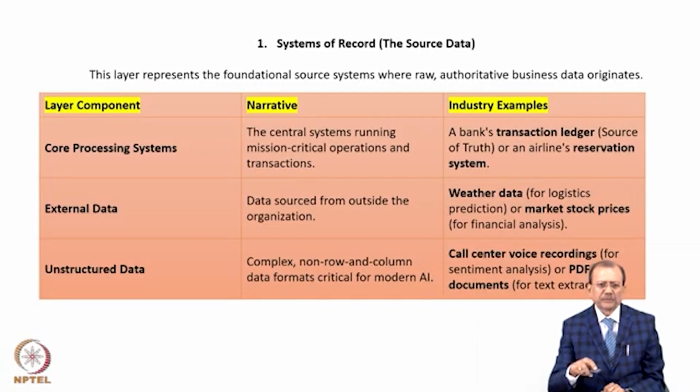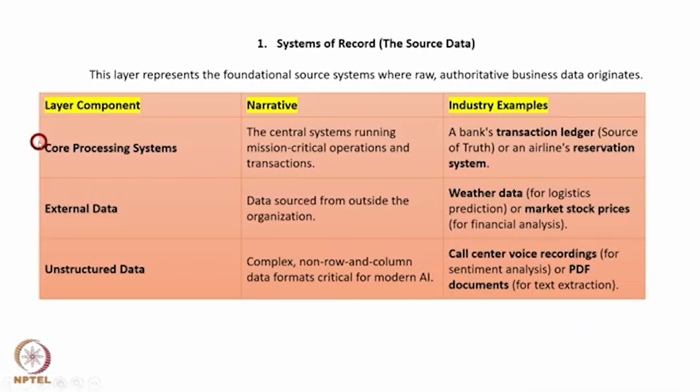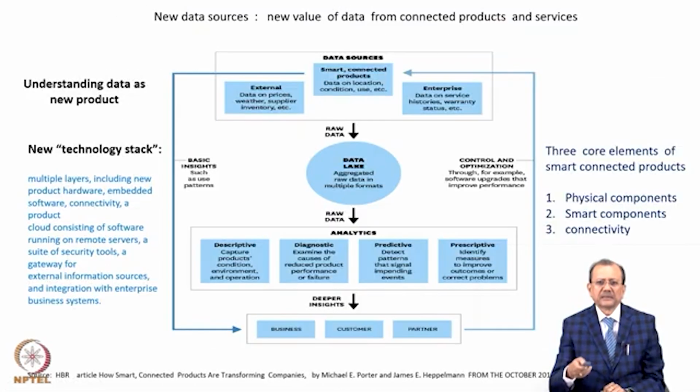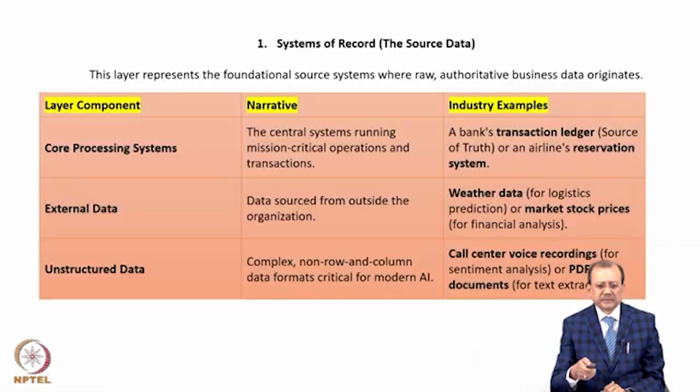This is the bottom layer, where data is captured as a core processing system, and external data is coming in, the way it has been shown in the slide. This slide shows how the data comes from these sources: external sources, smart connected products and enterprise systems. These are the 3 main sources of data. Then there is unstructured data, which comes from social media and from your homegrown systems. So the system of record is the bottom layer, the building block and source of data.